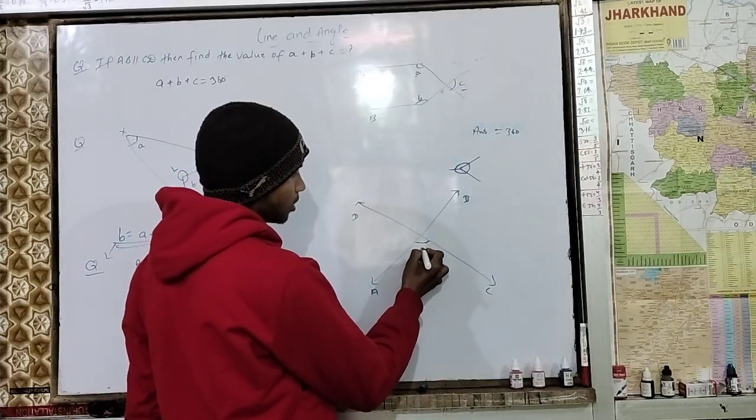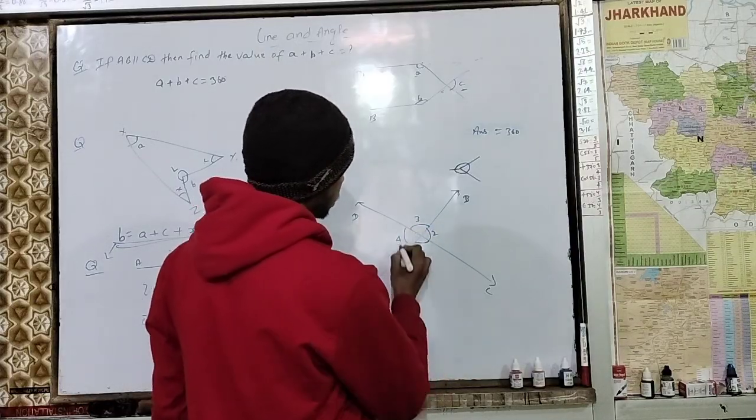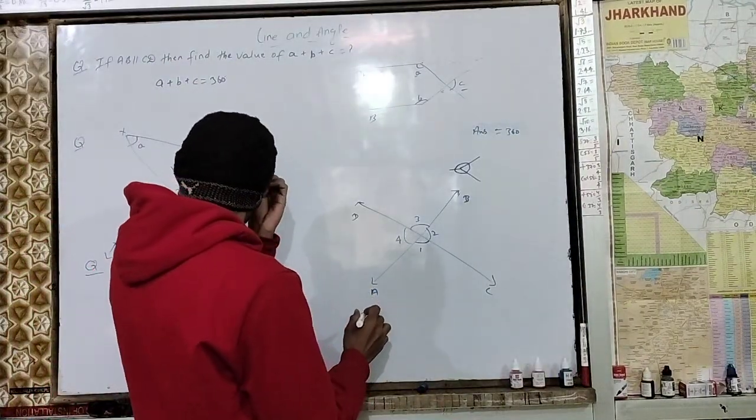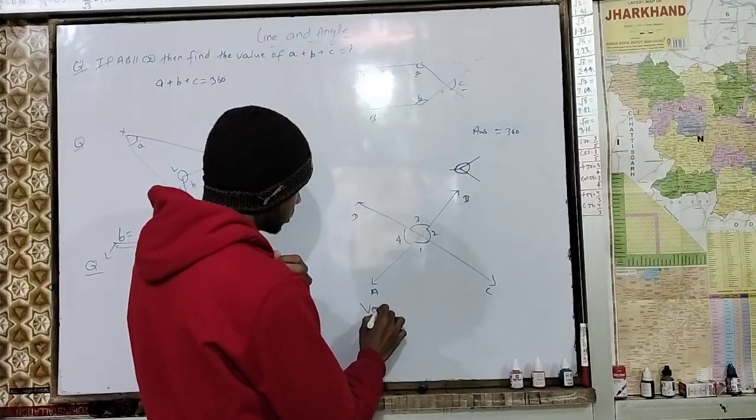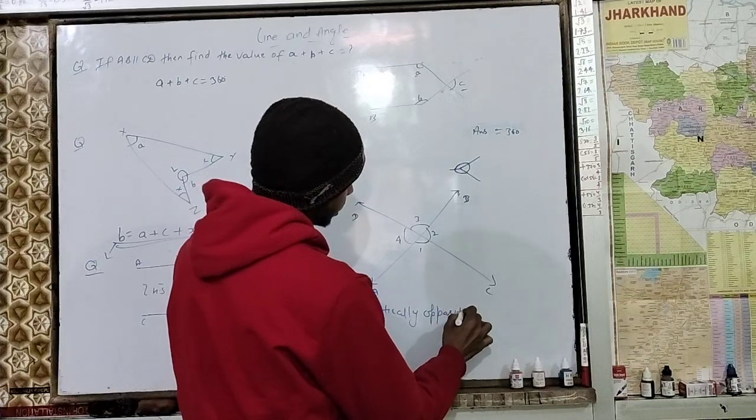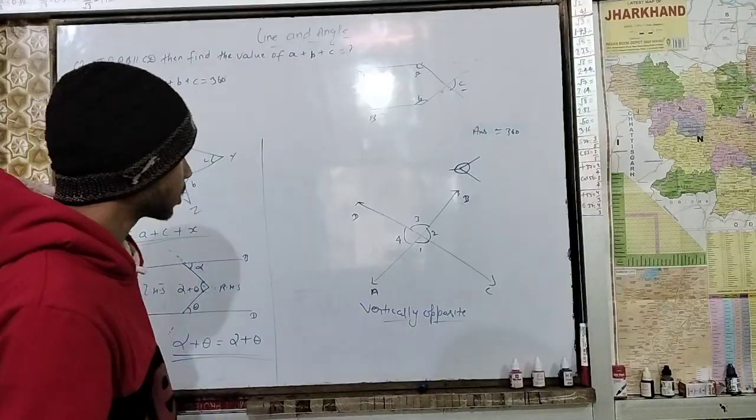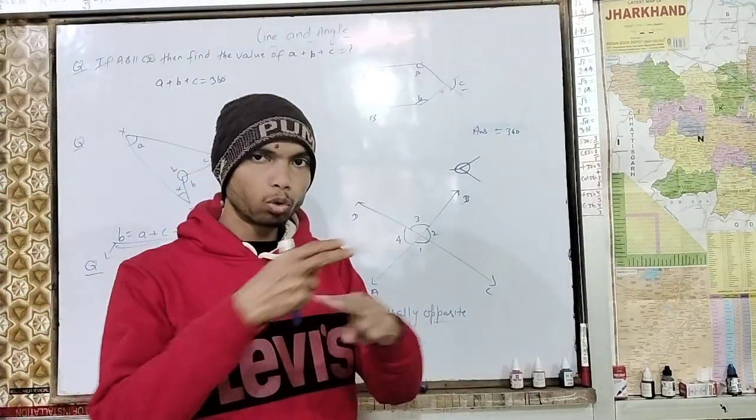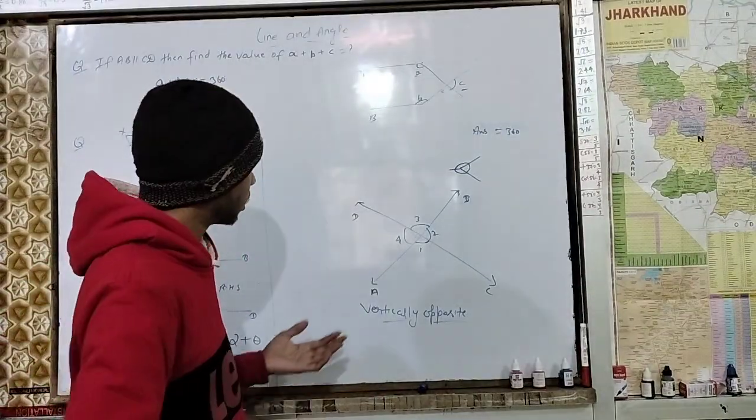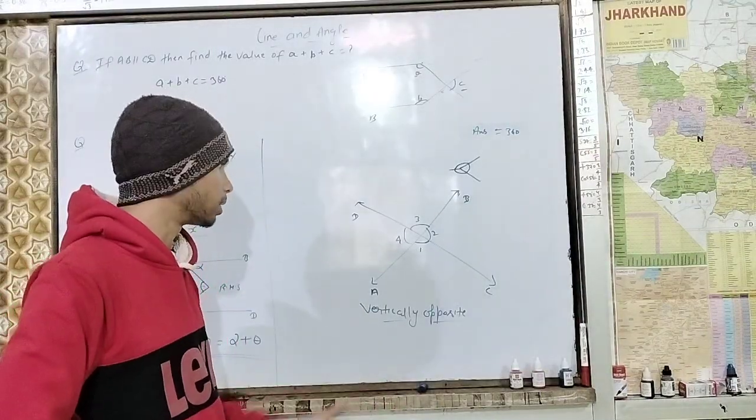There are four angles: 1, 2, 3, 4. How many angles? Four angles. This is known as vertically opposite angles. When you draw two lines like this that are not parallel but non-parallel, they will of course intersect each other. Then you get vertically opposite angles.